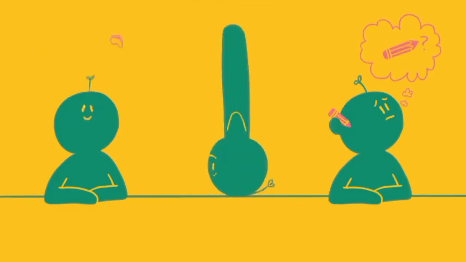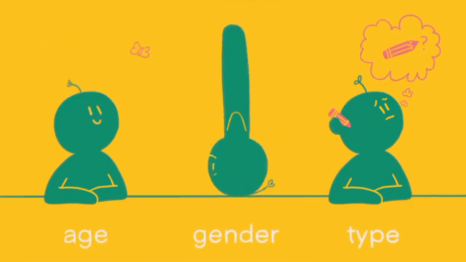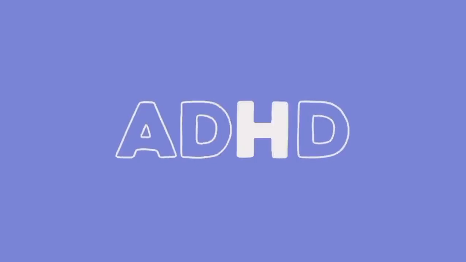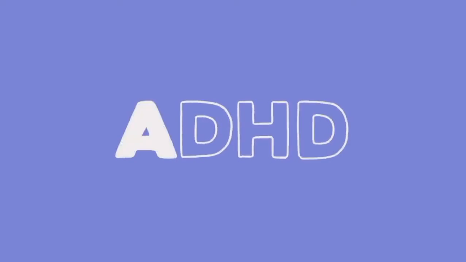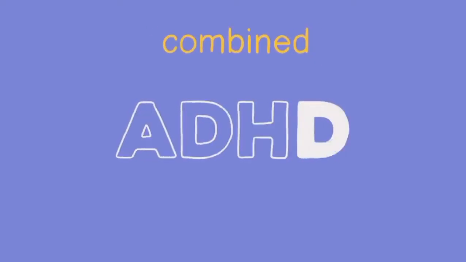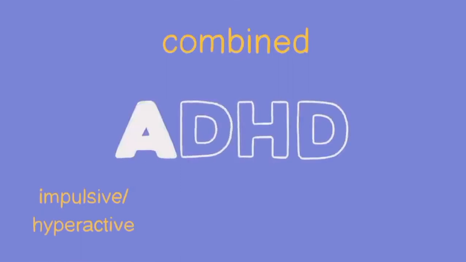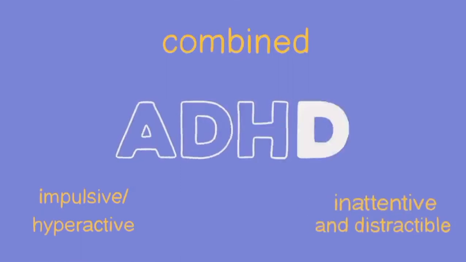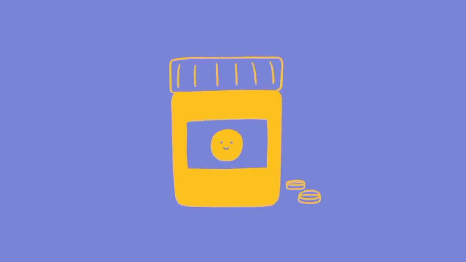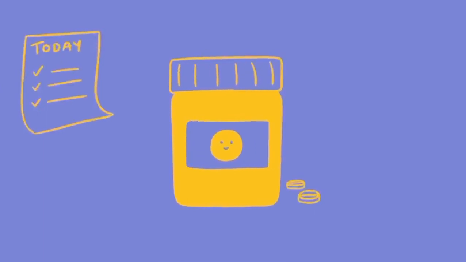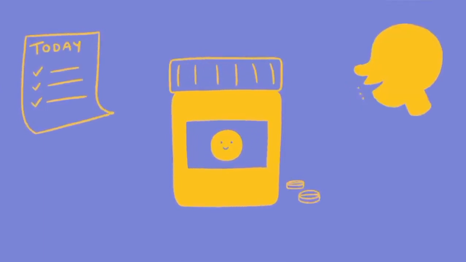An individual's symptoms vary depending on their age, gender, and type of ADHD. Did you know there's actually 3 recognized types of ADHD? They're ADHD combined type, ADHD impulsive hyperactive type, and ADHD inattentive and distractible type. Most people think meds are the only way to control ADHD, but many people diagnosed with the disorder find relief by using a combination of medications, life coaching, education, and talk therapy.